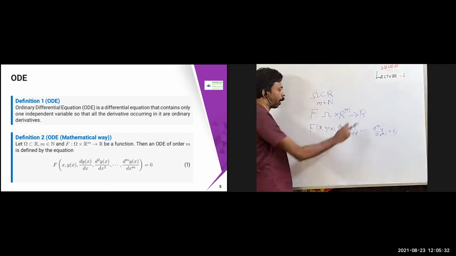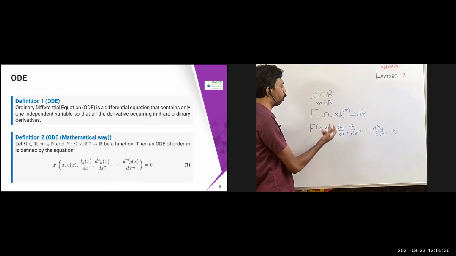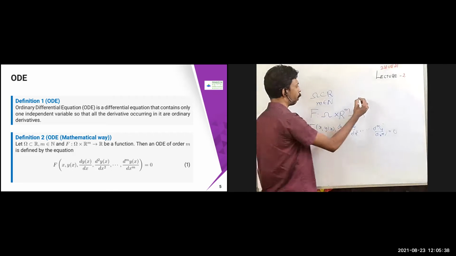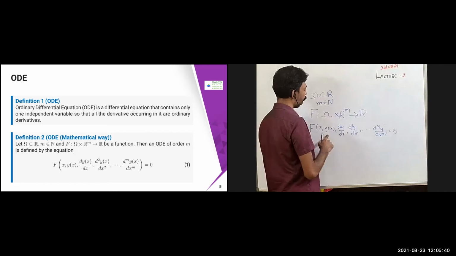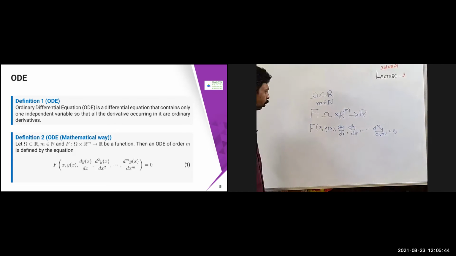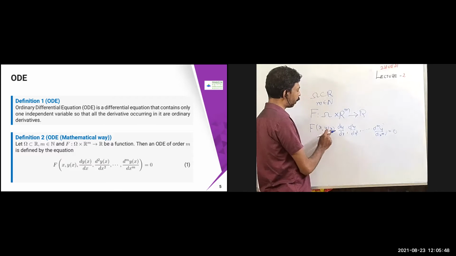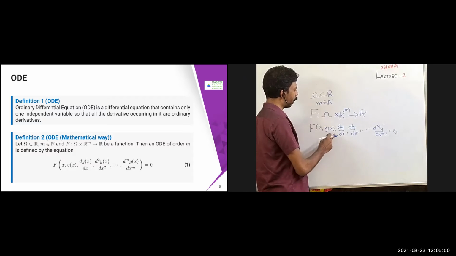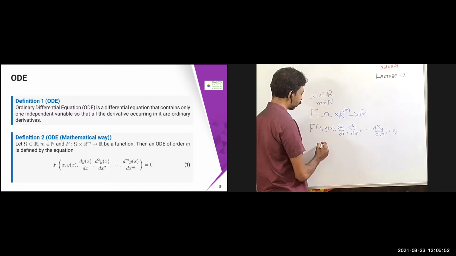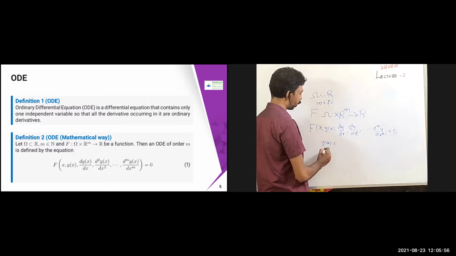F is a function from omega cross R power m to R. Here y belongs to the functions from omega to R. So all the y are going to be functions from omega to R. That is the function definition I'm defining. Each x takes values from omega, so y of x is a function, y is a function from omega to R.